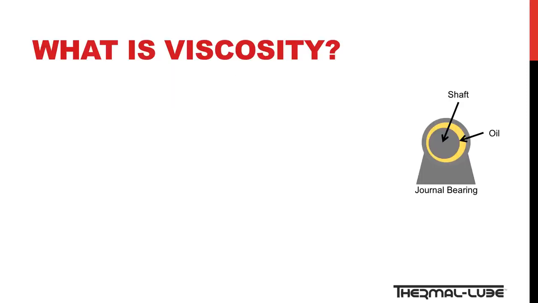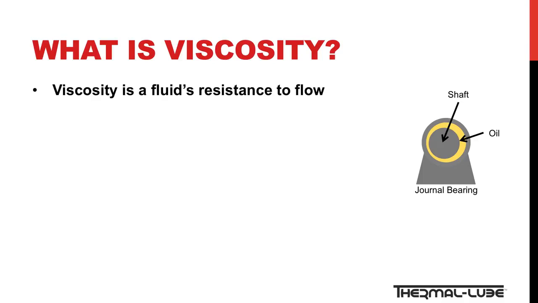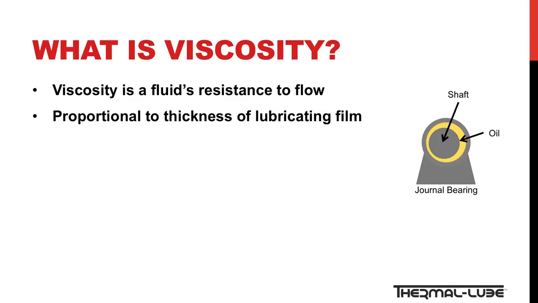First and foremost, let's define what viscosity is. Viscosity is a fluid's resistance to flow. We'll dive more into that in about a minute. Viscosity is responsible for the force that determines the thickness of the lubricating film. As you can see by the image of the journal bearing on the right, the stationary shaft is displaced by a large layer of lubricant, where the film thickness is proportional to the viscosity.